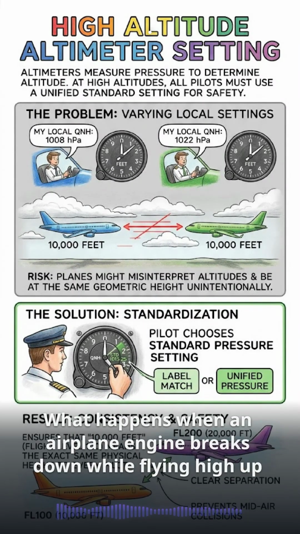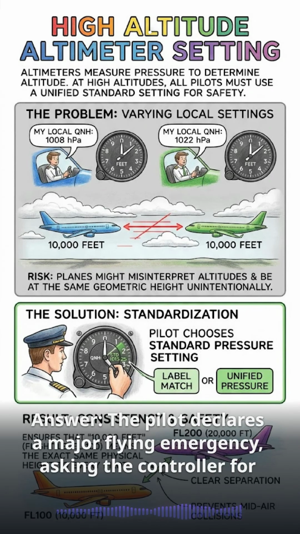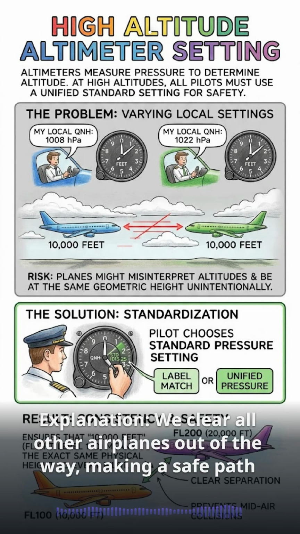96. What happens when an airplane engine breaks down while flying high up in the blue sky? The pilot declares a major flying emergency, asking the controller for immediate help on the radio. We clear all other airplanes out of the way, making a safe path for their landing.